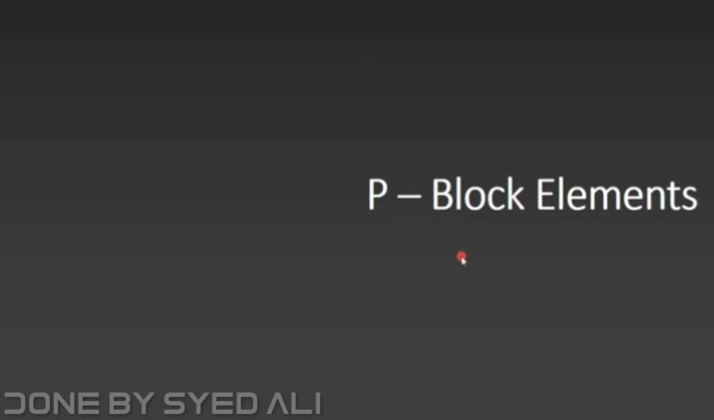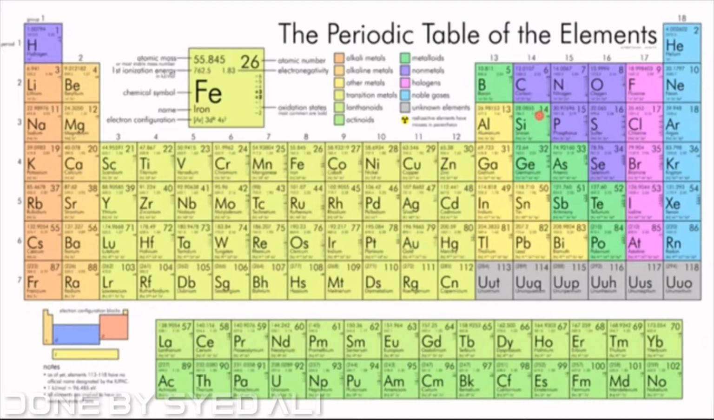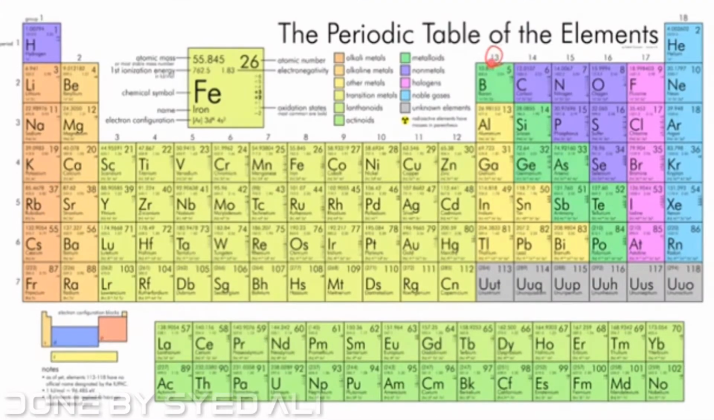Hello dear students. Today our topic is P block elements 1. Today let's see the most important part of the periodic table, the P block elements. You would have noticed P block elements in the periodic table. It's present in group 13 to group 18. How did it get the name P block?